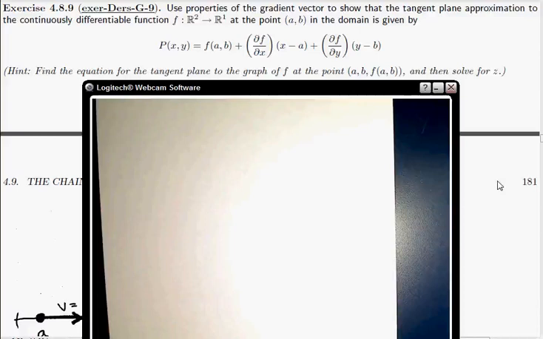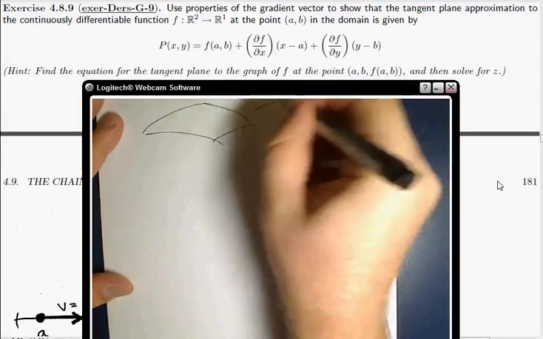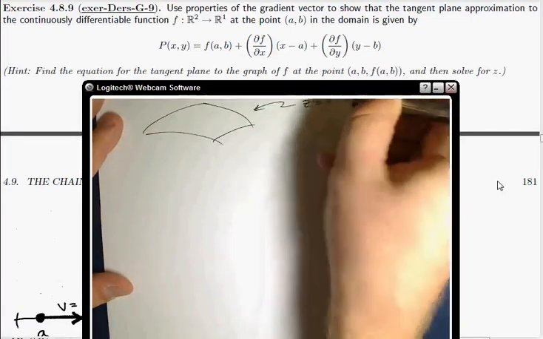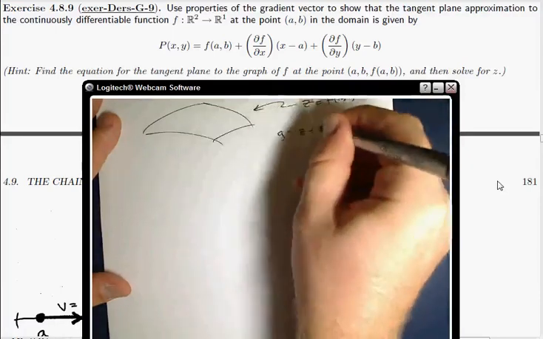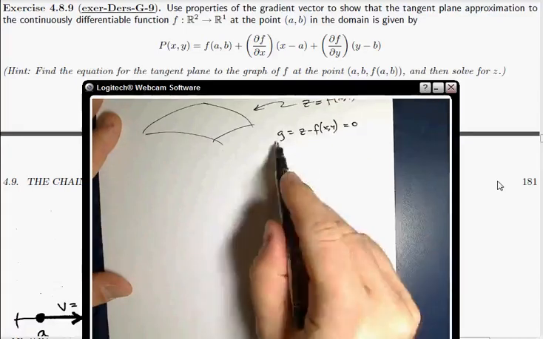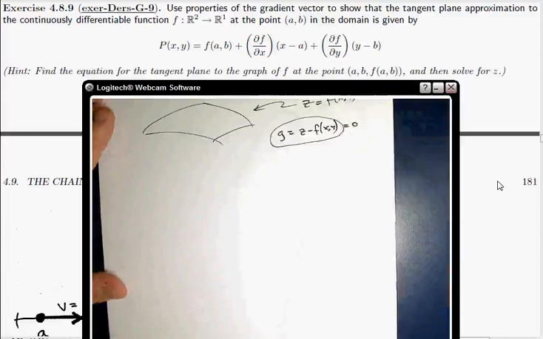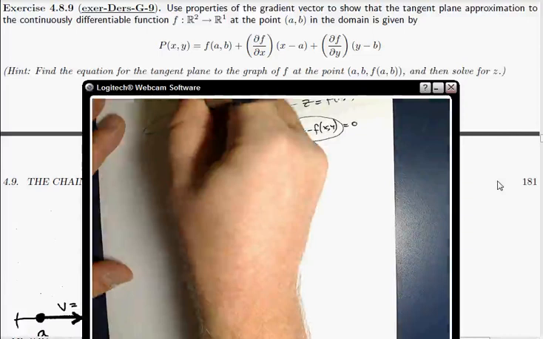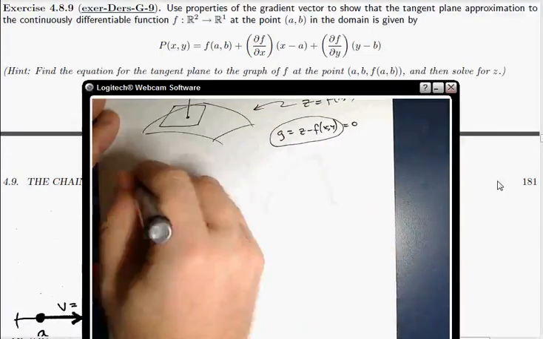Same deal. I've got some surface. This surface is the graph of f. Said differently, I can define this new function g, whose level set we're looking at, and here's a formula for it. It's just z minus f of x comma y. That's my g function. And so I can find a normal vector by looking at the gradient of g.